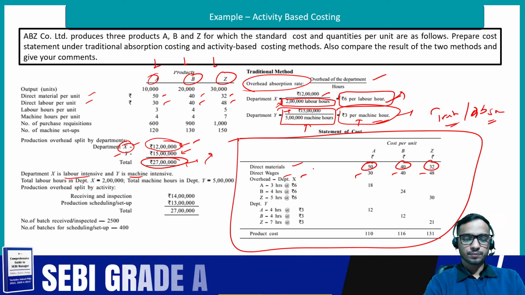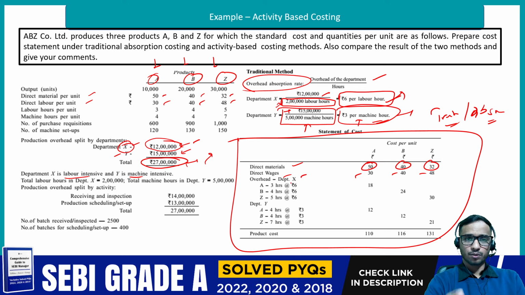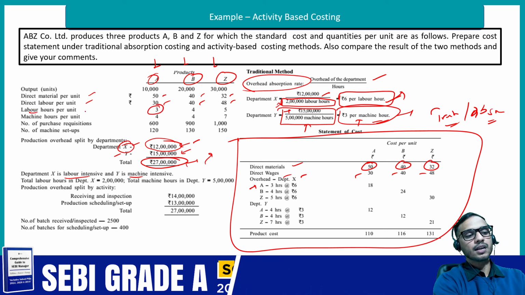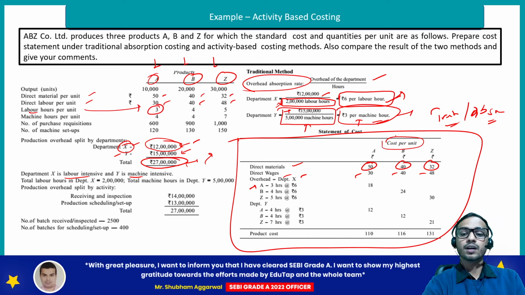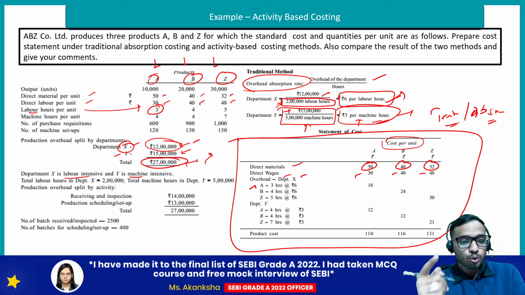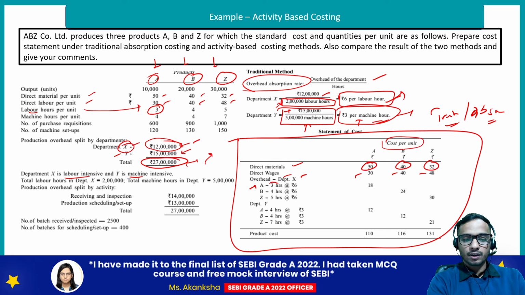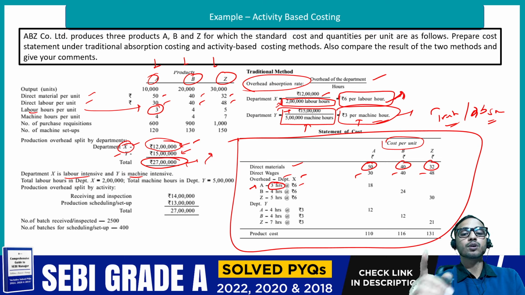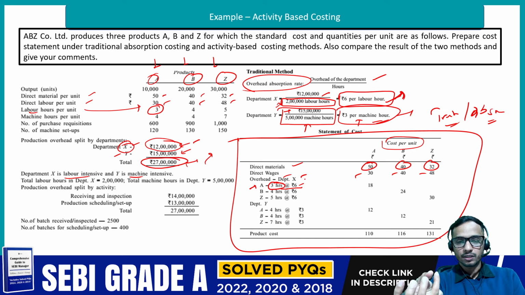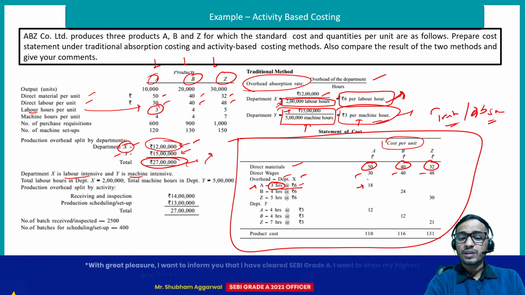So for department X, we are absorbing the cost of department X. Now for unit A, as you can see, per unit they are taking 3 labor hours. As you all know, we are finding out cost per unit. So for a single unit, product A is using 3 hours, and we have the recovery rate of 6 rupees per labor hour. So we have to multiply it to find out the overhead cost of each unit, right? So for product A we have rupees 18.